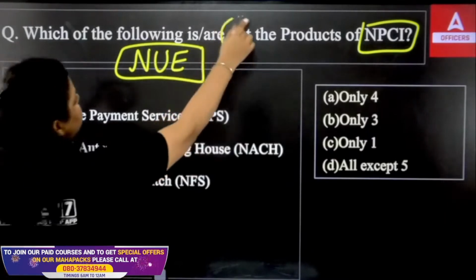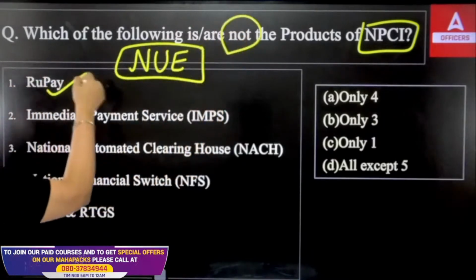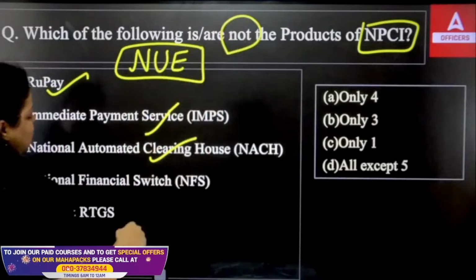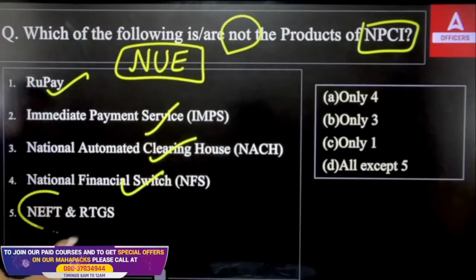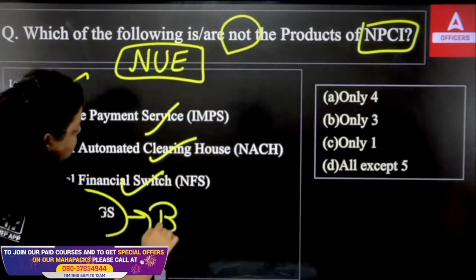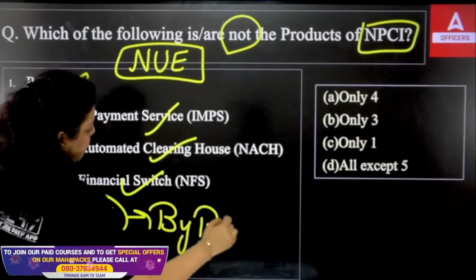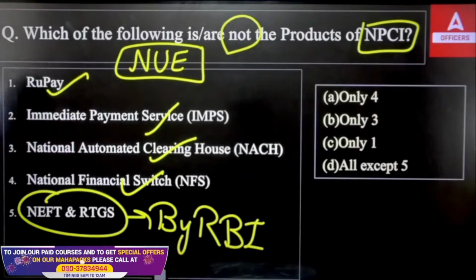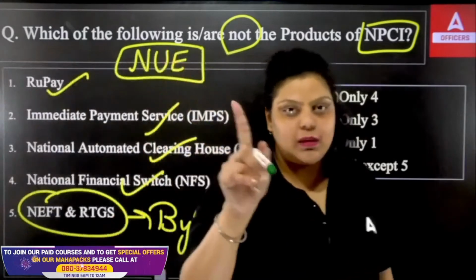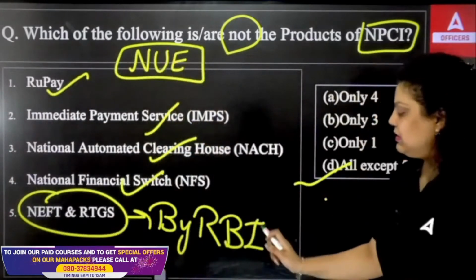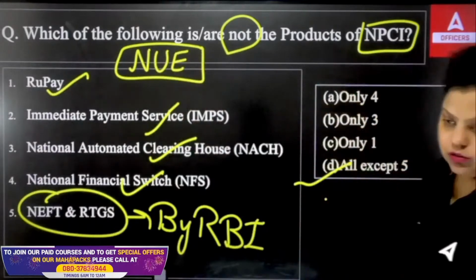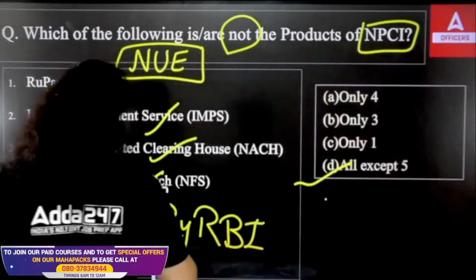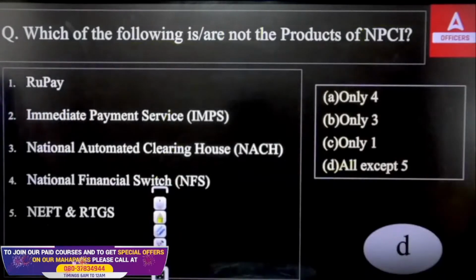Now, which of the following is not a product of NPCI? RuPay is a product, IMPS is a product, NACH is a product, NFS is a product, but not NEFT and RTGS. They are managed by RBI, and they both have become 24/7 also. So all are the products of NPCI except the fifth. So this is not a product of NPCI, all the others are. So right answer will be D option. Okay, next.